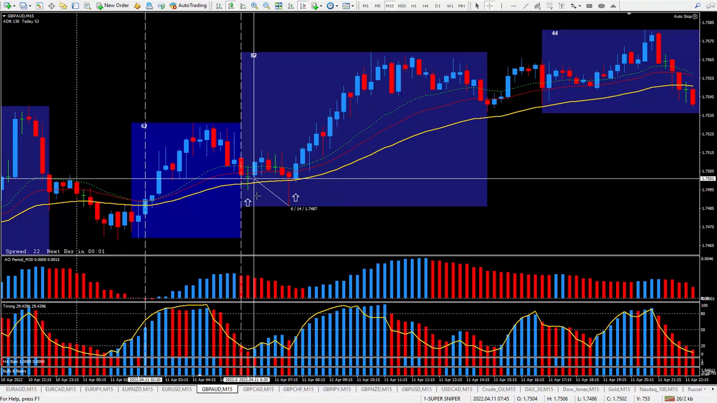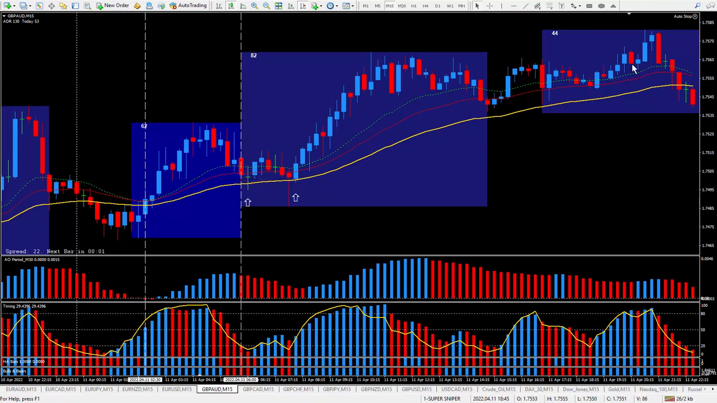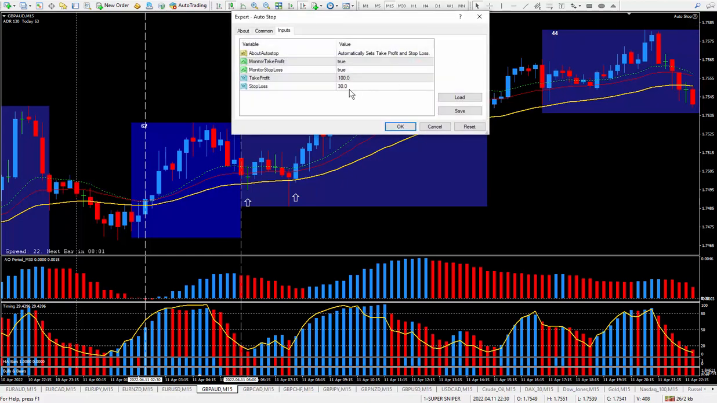And I don't do a 6 pip stop. My auto stop right over here is 30. There it is right there. And well, I set it at 100 pips because sometimes I trade the news. Put in the order, it adjusts it automatically. And in case the news kicks in and shoots, well, if I get 100 pips, I would be happy with that.